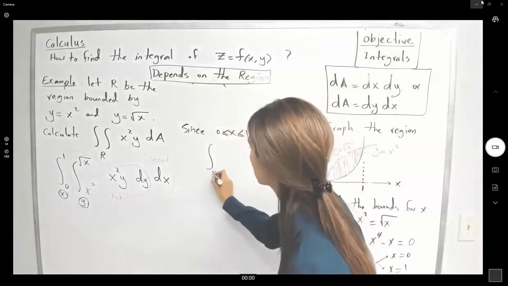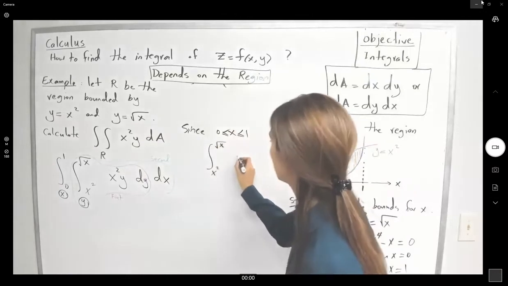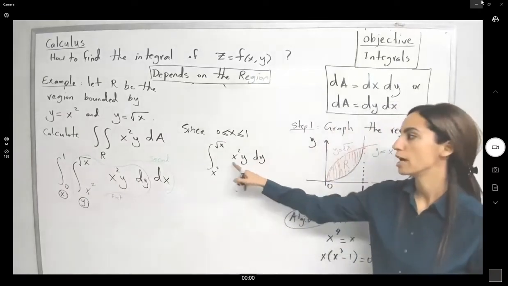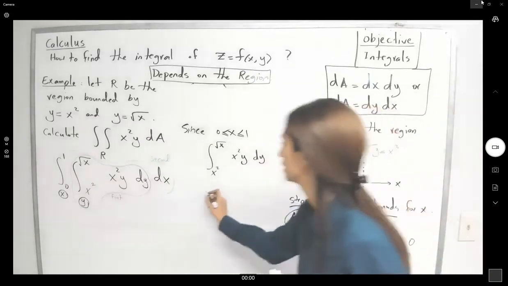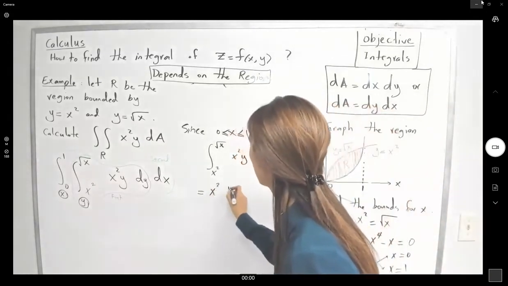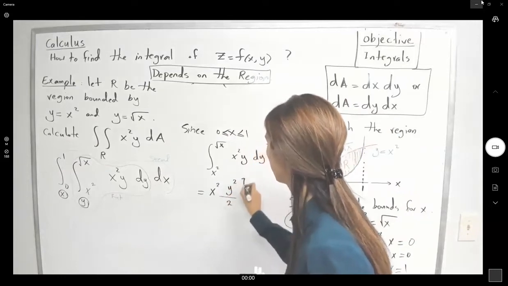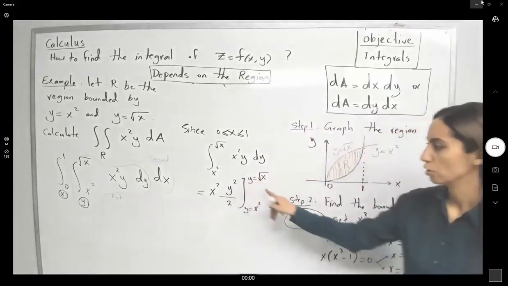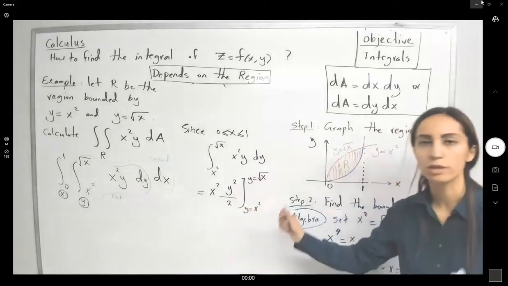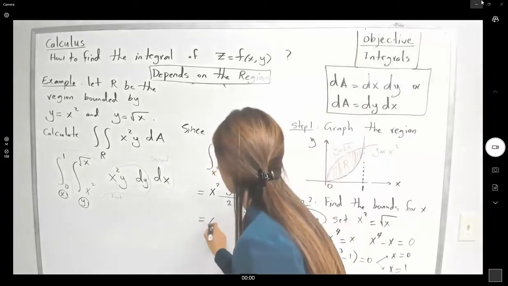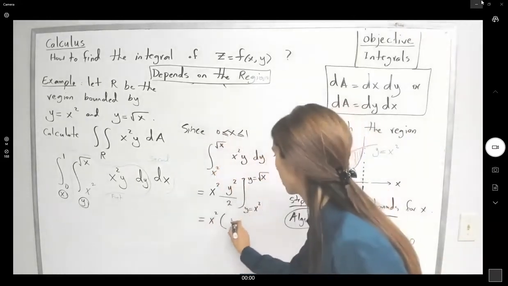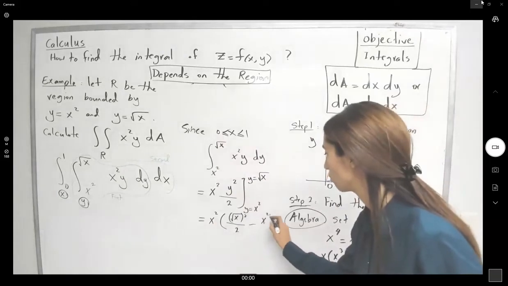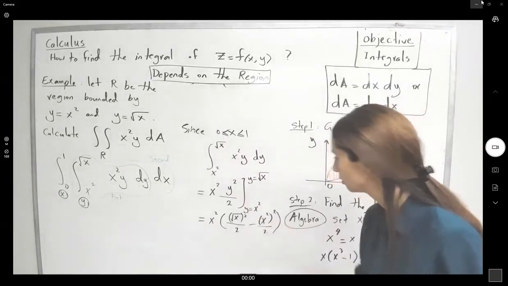The integral from x squared to square root of x of x squared y dy. We are taking the integral with respect to y. x squared is just a number. This is equal to x squared y squared divided by 2. y ranges between x squared to square root of x. So we plug in square root of x, we plug in x squared, we do the subtraction. This is equal to x squared times square root of x to the second divided by 2 minus x squared to the second divided by 2.